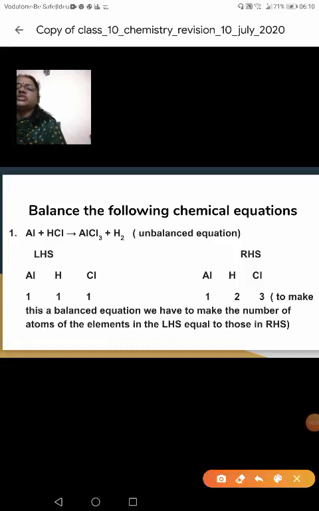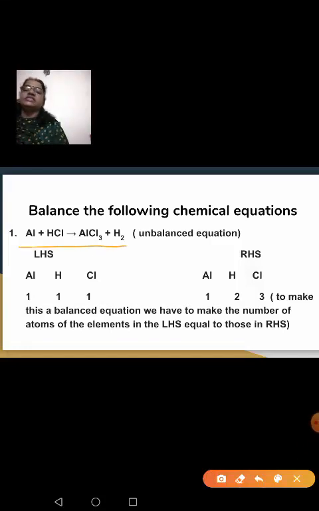First, let's see balancing chemical equations. I have given an equation here: Al plus HCl gives AlCl3 plus H2. First, I have to count the number of atoms of elements taking part in the chemical reaction, both on the left hand side as well as on the right hand side. So, on the left hand side, what are the elements present? It is aluminium, hydrogen and chlorine. So, I have written down here aluminium, hydrogen and chlorine. On the right hand side I have AlCl3 and H2, that is aluminium, chlorine, hydrogen.